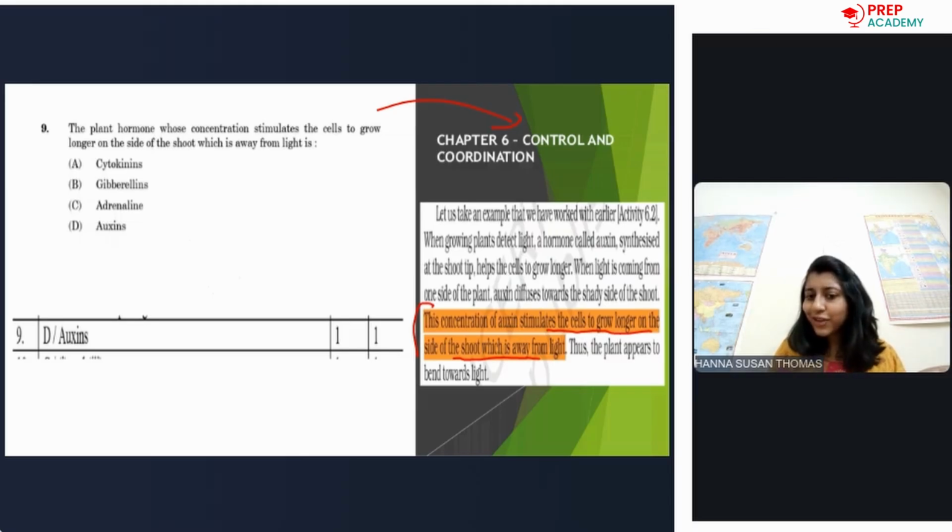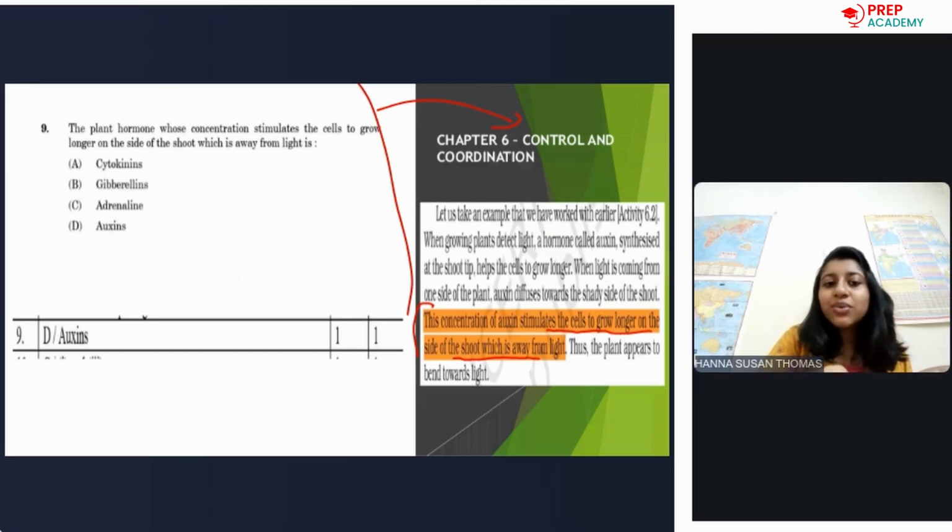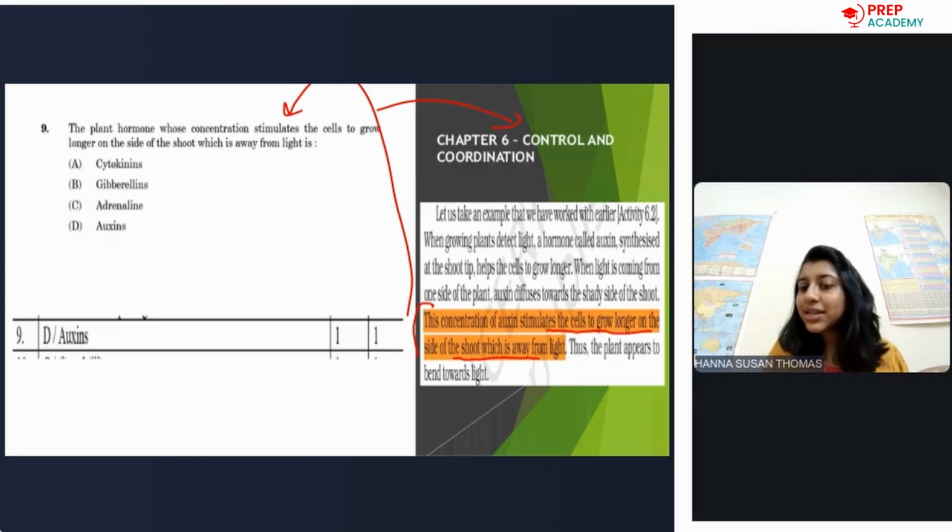Is there any deja vu feeling? Because the same sentence is asked in this question, right? The same sentence given in your textbook under chapter 6, Control and Coordination, is given in this question. So, what is the statement that is given in your textbook?